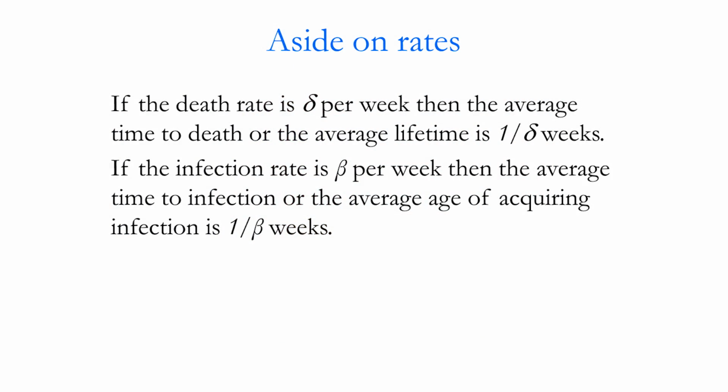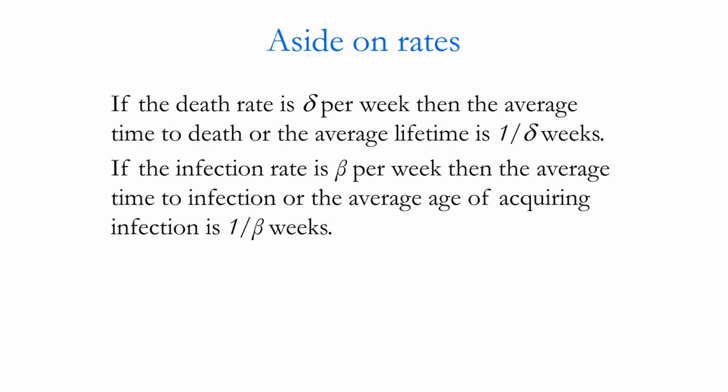And first of all, in order to do that, I want to say a little bit about rates. So this is so it doesn't interrupt the flow of the argument I'm going to go into in a minute. And what you can do is you can make the following approximation. If the death rate is some amount delta per week, then you can show, using sort of probabilistic arguments and making various assumptions, that the average time to death, or the average lifetime, is 1 over delta weeks.